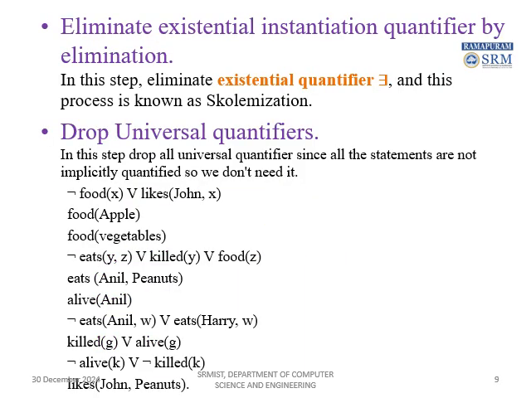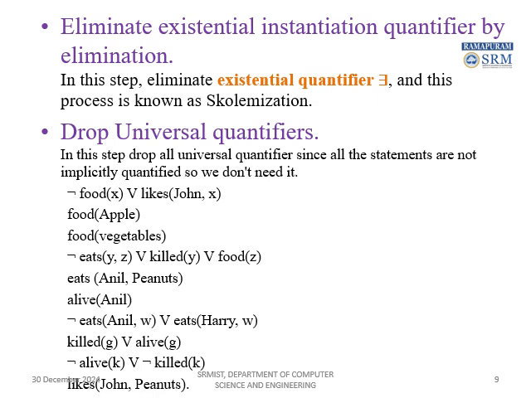The next step is you have to eliminate the existential quantifier by the elimination method. So whenever you have the existential quantifier, that has to be removed. This process is also called Skolemization. Okay, the next step is you have to drop the universal quantifiers. When you have the universal quantifier, that only will be dropped from the statement in this step.